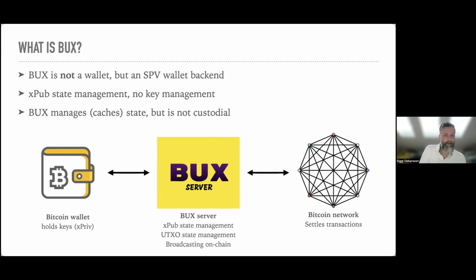But a very important design decision that we made very early on is BUX is not itself custodial. BUX does not know anything about your private keys. BUX operates, does everything on XPubs. That's what it calls XPub state management. So we don't have any keys. We don't have any idea of keys or anything like that. It's just like a cache for your blockchain.